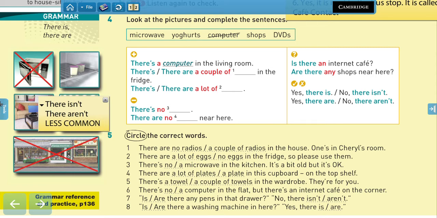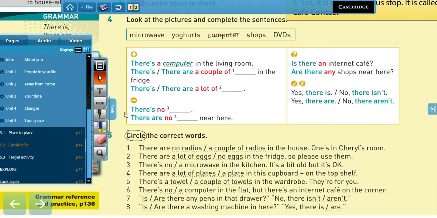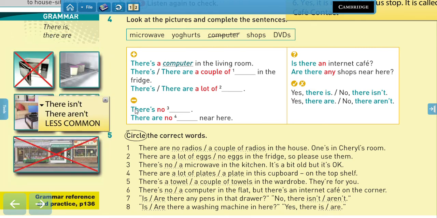So it is more common to say there's no or there are no, right, than saying there isn't and there aren't. Also, if you pay attention, the expression is used as a contraction, ¿sí? Usamos el verbo de la forma corta. También eso es más común, usarlo así que así, alright?